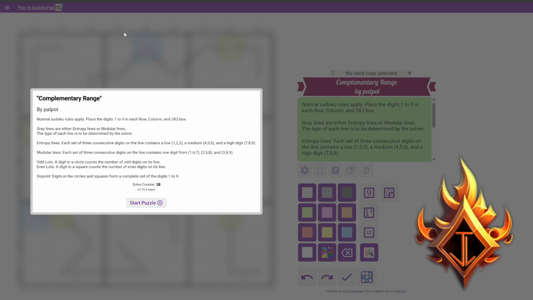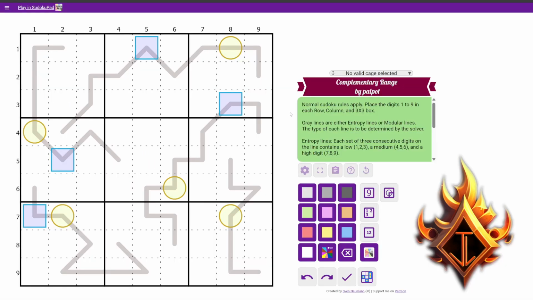Want to check out a puzzle today by Palpot. It is called Complementary Range. And the rules today are normal Sudoku rules apply. That's 1 to 9 in every row, column, and 3 by 3 box. Gray lines are either entropy lines or modular lines. The type of each line is to be determined by the solver.